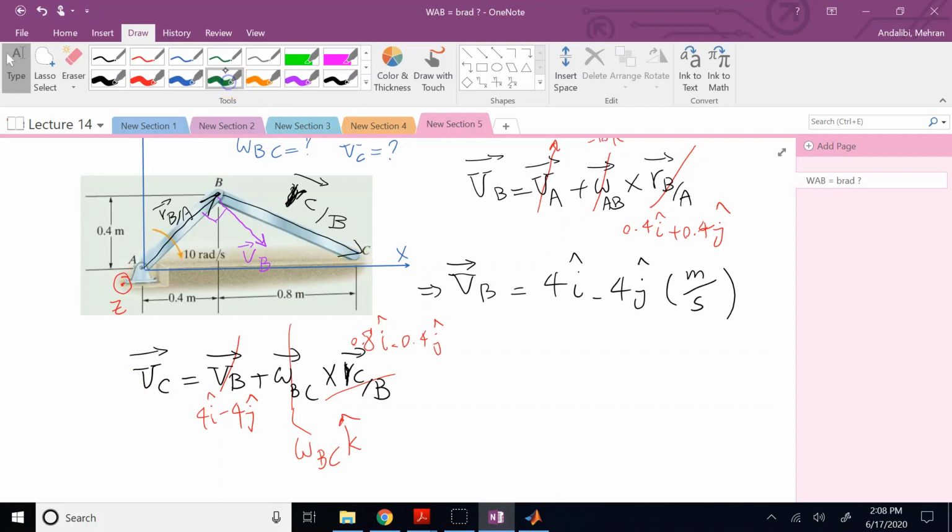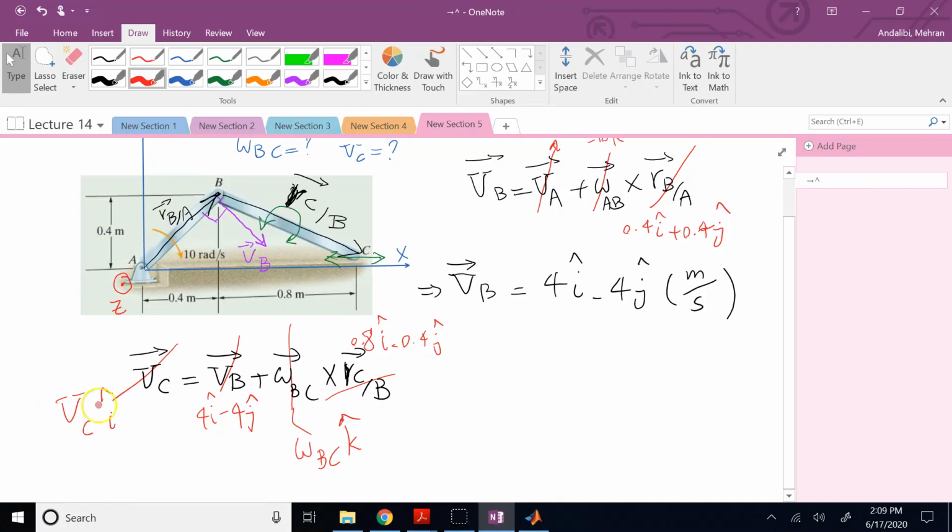Well, what I know about C is that C, as I said, should only move on the x-axis, right? So it is either positive I or negative I, right? Which one? I don't know. Here, I consider it to be positive. So I say it's positive VC times I.